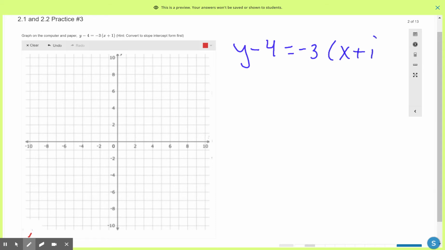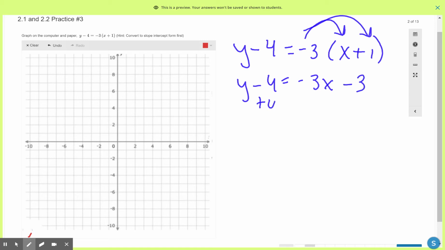So converting means change it to our y equals mx plus b, and we need to get rid of the parentheses to do that. And then we're going to add 4 because that's the opposite. It's like the inverse operation. Now we have it in slope-intercept form, so m equals negative 3 over 1.